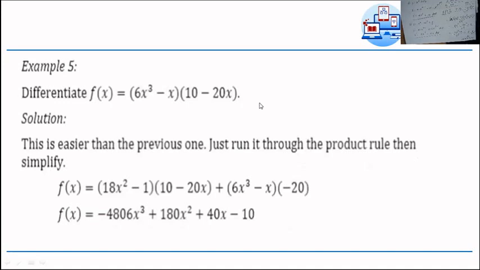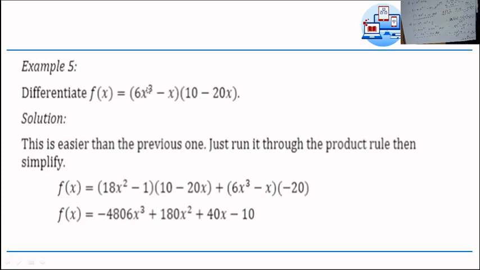Next, you have your example number 5. Differentiate the function f of x equal to 6x cubed minus x multiplied by 10 minus 2x. So again, we're going to use the product rule. Okay, this is our U, this is our V. So U natin ito, yung V natin.